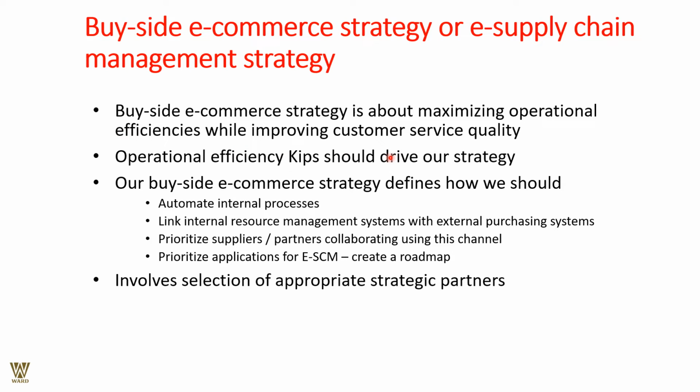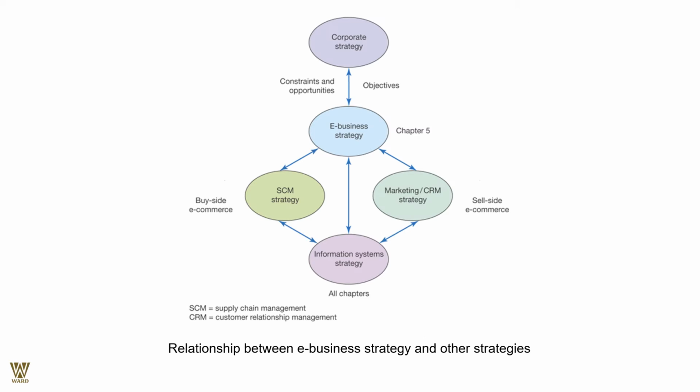So buy side e-commerce strategies are all about maximizing operational efficiency while improving customer quality. Operational efficiencies should drive our strategy. This is what we are looking into. Our buy side e-commerce strategies define how to automate internal processes, link internal resource management systems with external purchase systems, prioritize suppliers and partners collaborating using this channel, and prioritize applications for e-supply chain management and create a roadmap thereby. This is what we are looking for in buy side e-commerce strategies, as the case might be.